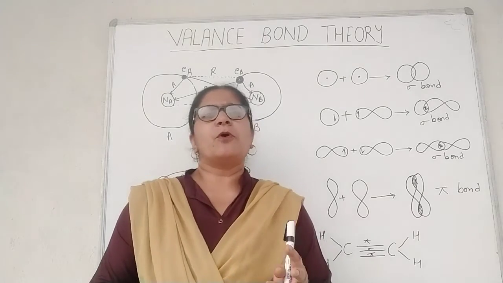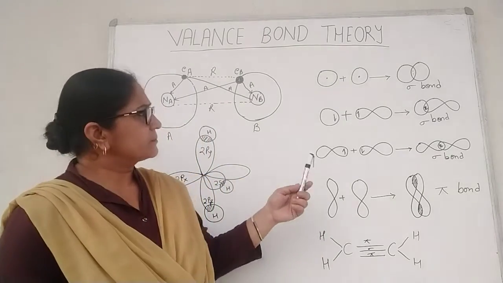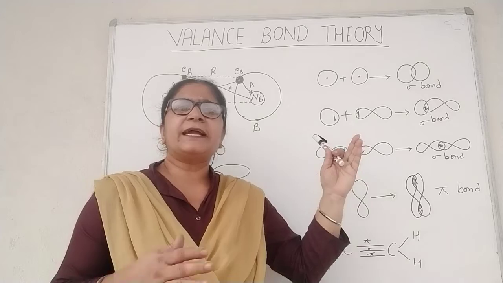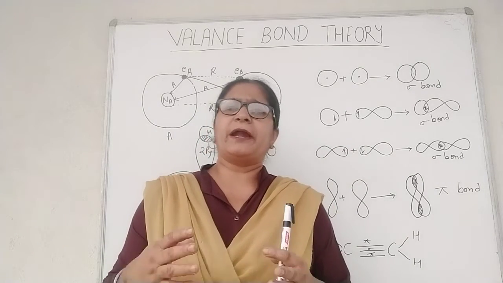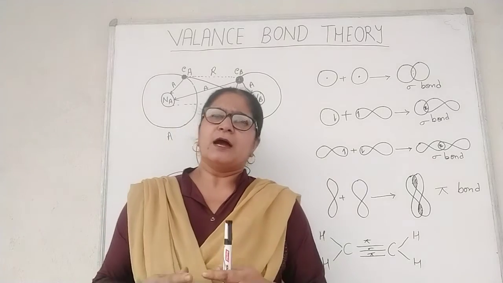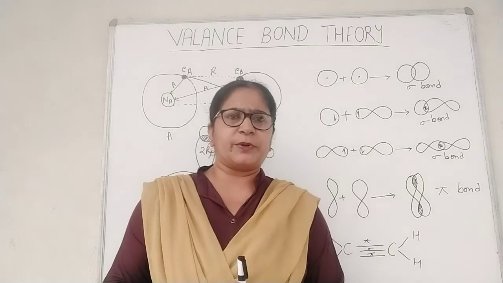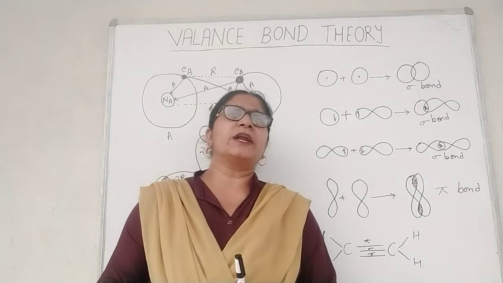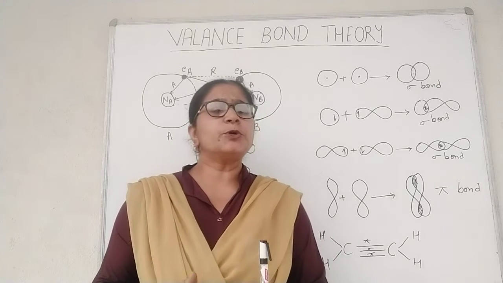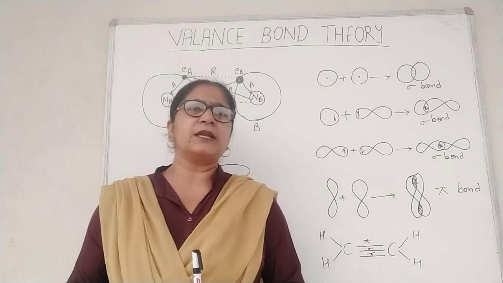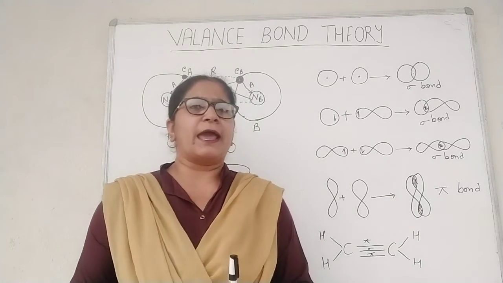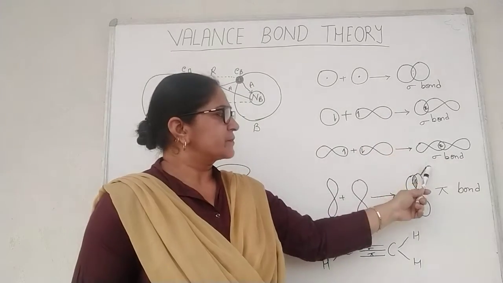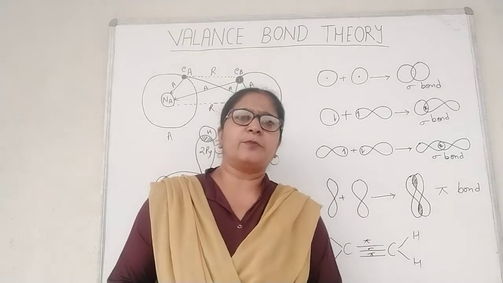Now, overlapping of s and p orbitals can be positive, negative or zero depending on the properties of the respective overlapping orbitals. Based on the overlapping of orbitals, two types of covalent bonds are formed. These are known as sigma and pi bonds.